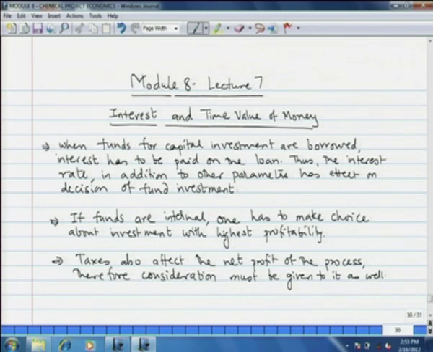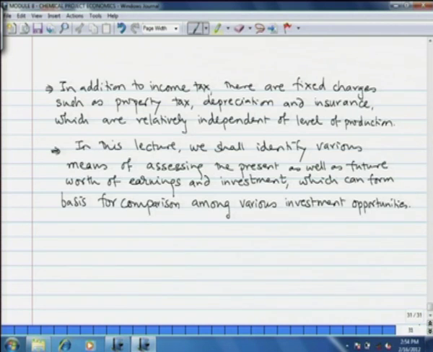In some cases, the funds are completely internal, especially for big companies. In that case, one has to make decision only about investment with highest profitability. Then there are taxes, like in the previous lecture we saw income tax, but in addition to income tax there are several other charges, which also affect the net profit of the process. These are fixed charges such as property tax, depreciation and insurance, which are relatively independent of the level of production.